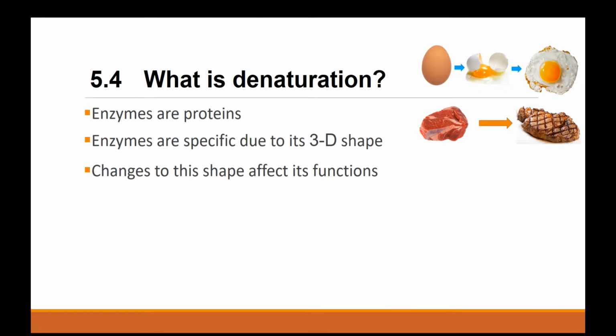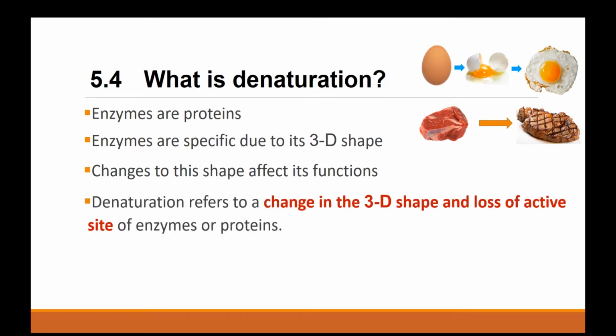So, since this chapter is on enzymes, and enzymes are proteins, it means that enzymes can also go through denaturation, right? So the term denaturation refers to a change in the 3D shape, and this results in the loss of the active site of the enzyme or the protein. Now, what does this mean? An enzyme that's denatured will have lost its active site, and therefore this enzyme can no longer work, okay, because the active site shape will change.